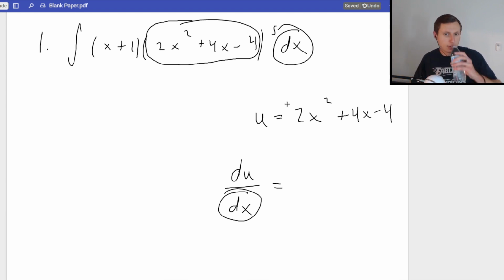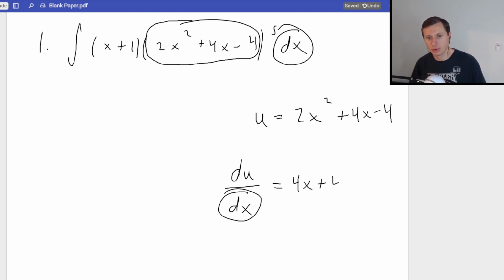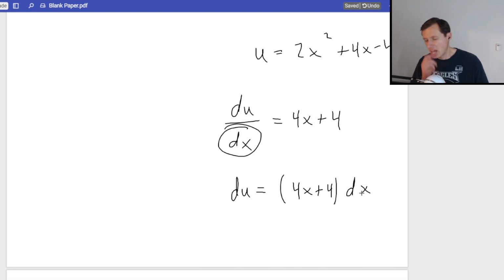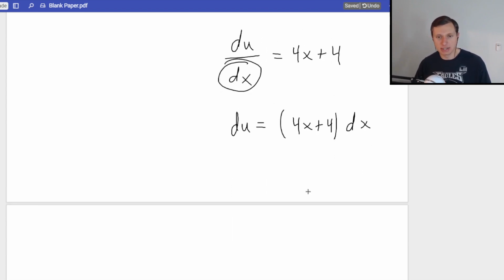So now let's take this derivative. The derivative of 2x squared plus 4x minus 4. Hopefully, all of you are good at this. It's going to be 4x plus 4 minus 0. This is it. Now again, I need to solve for dx. So how do I do that? I'm going to multiply both sides by dx. So on the left, I have du. On the right, I now have 4x plus 4, that quantity times dx. And now all I need to do to solve for dx is divide both sides by 4x plus 4. So du divided by 4x plus 4 is equal to dx.